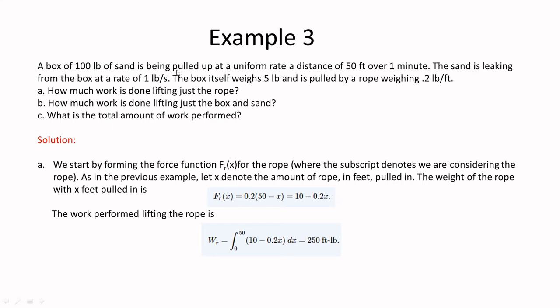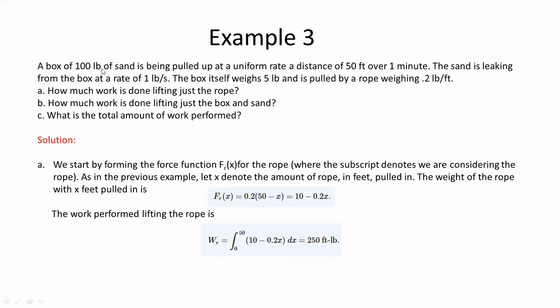So this box is being pulled up at a uniform rate, at a distance of 50 feet over 1 minute. Now the sand is leaking from the box at a rate of 1 pound per second. So as you're pulling this box up, this corresponding amount of mass of sand is leaking from the box. The box itself weighs 5 pounds and is pulled by the rope weighing 0.2 pound per foot. So there's a lot of things going on in this problem.